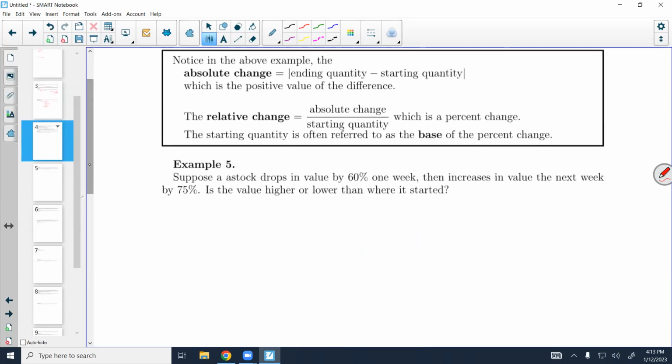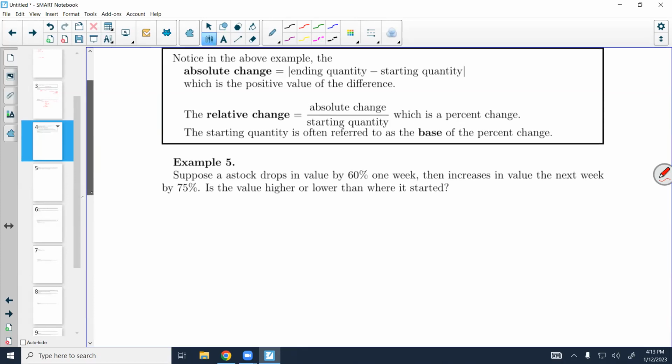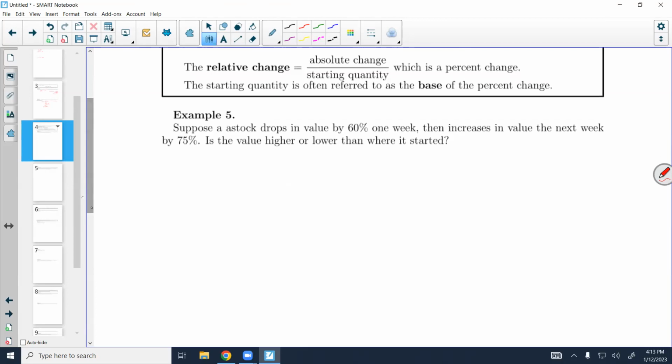So that brings us to our next concept, which is absolute change and relative change. Based on the previous example, absolute change is the ending quantity minus the starting quantity, but take the absolute value of it. So it'll always be positive. Relative change is the absolute change over the starting quantity. This is a percent change, so the starting quantity is often referred to as the base of the percent change.